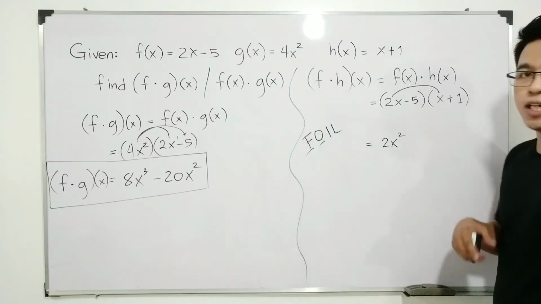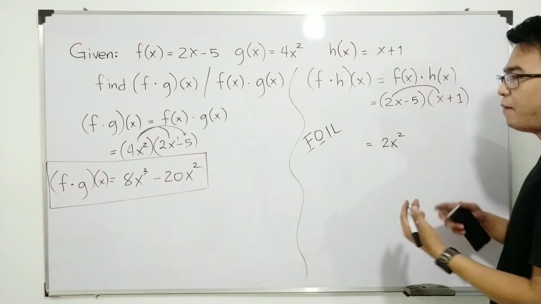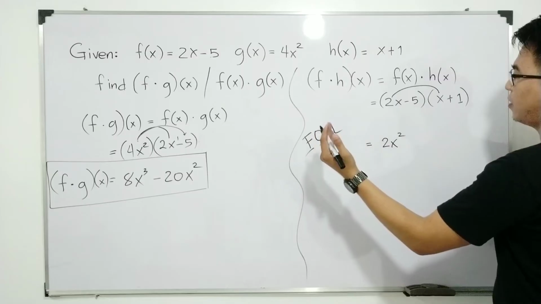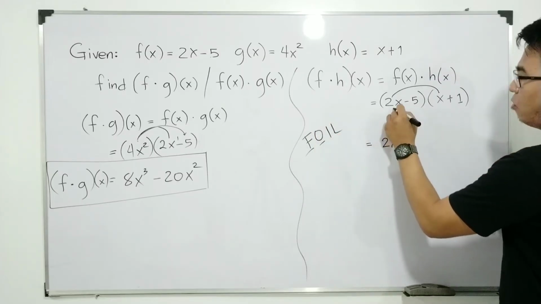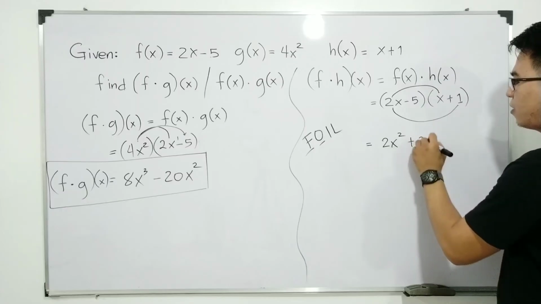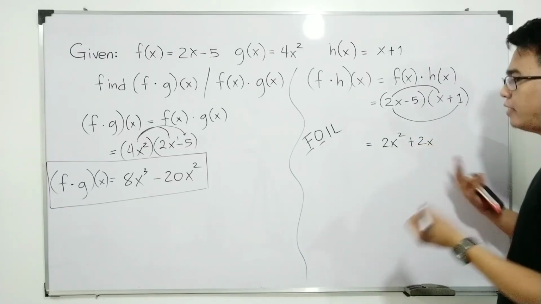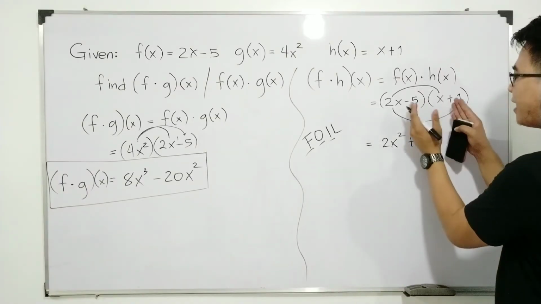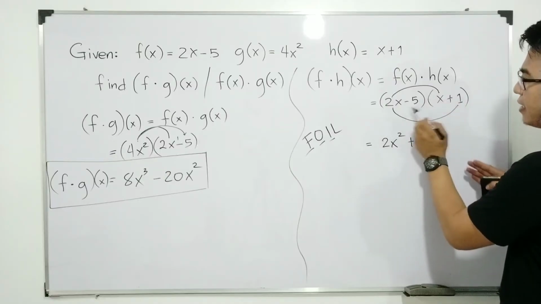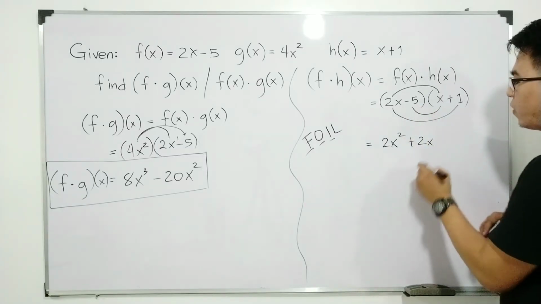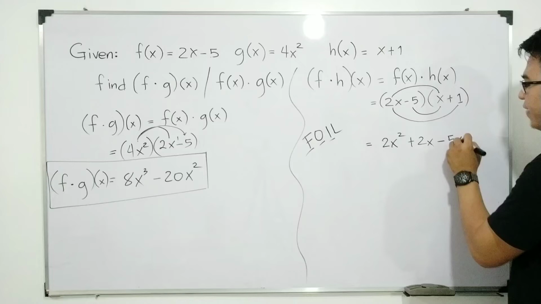Next, we have the letter O. Ang ibig sabihin letter O, the outer terms. Outer terms. You have 2x and 1. Multiply 2x by 1, it will give you plus 2x. Next, letter I natin, inner terms, inner, yung loob na terms, that is negative 5 and x, multiply na sila, it will give you negative 5x.